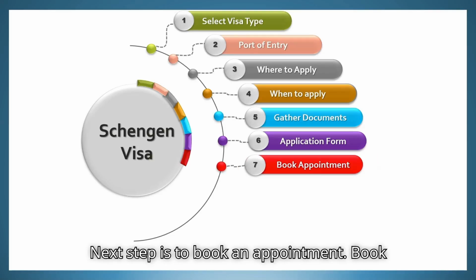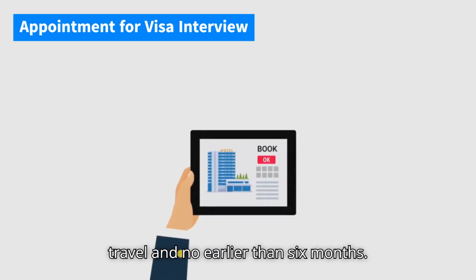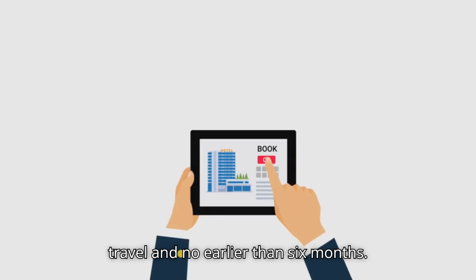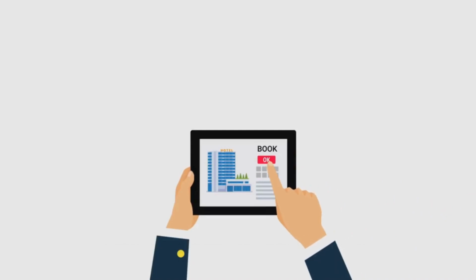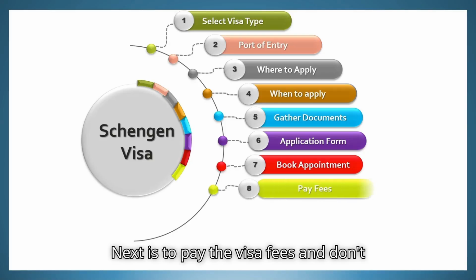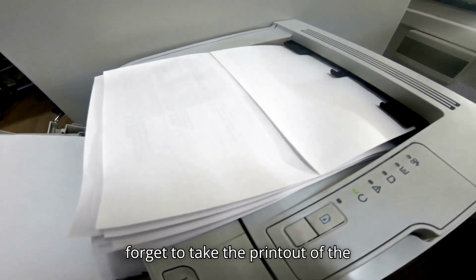Next step is to book an appointment. Book early, no later than 15 days before travel and no earlier than 6 months. Next is to pay the visa fees, and don't forget to take the printout of the receipt.